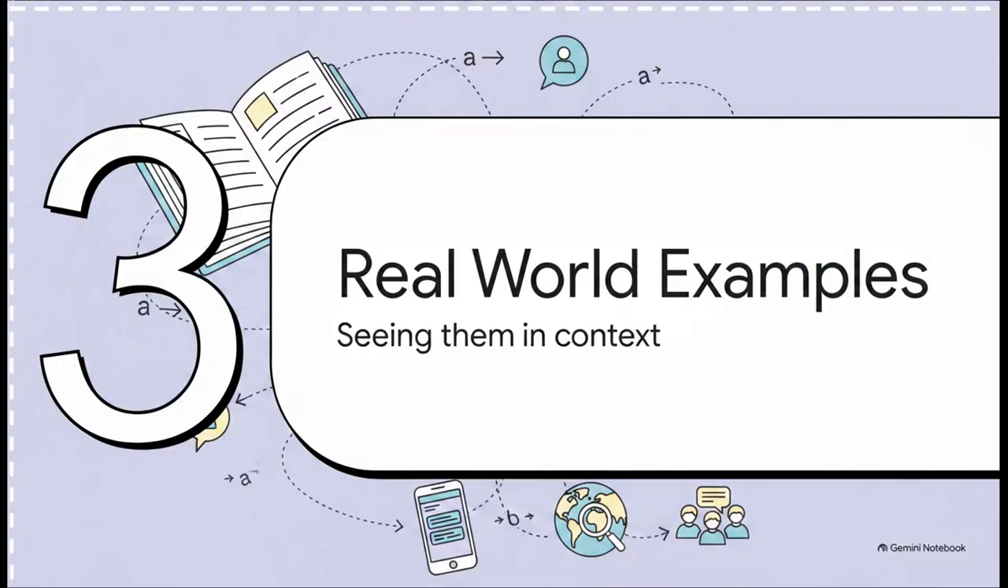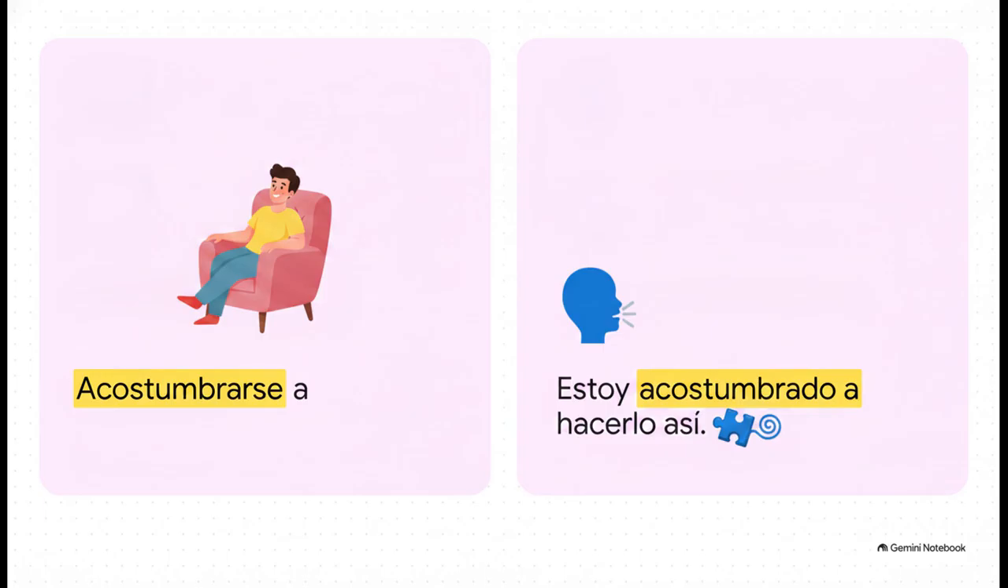Let's jump into section 3, real-world examples. Memorizing a list is great and all, but seeing it in actual context is where true fluency happens. Now, what's really interesting here is how these behave in a sentence. Let's look at acostumbrarse a. Our example reads, Estoy acostumbrado a hacerlo así. I am used to doing it this way. Notice how acostumbrado, the participle, links perfectly with the preposition a right before the infinitive verb hacerlo. That little a acts as the superglue holding used to and doing together.